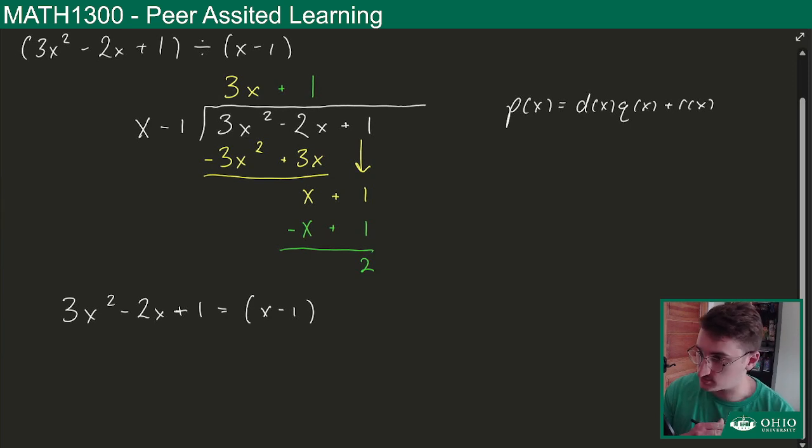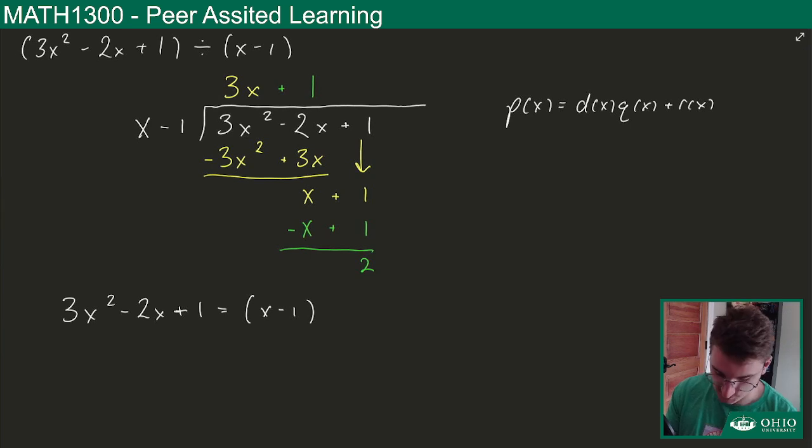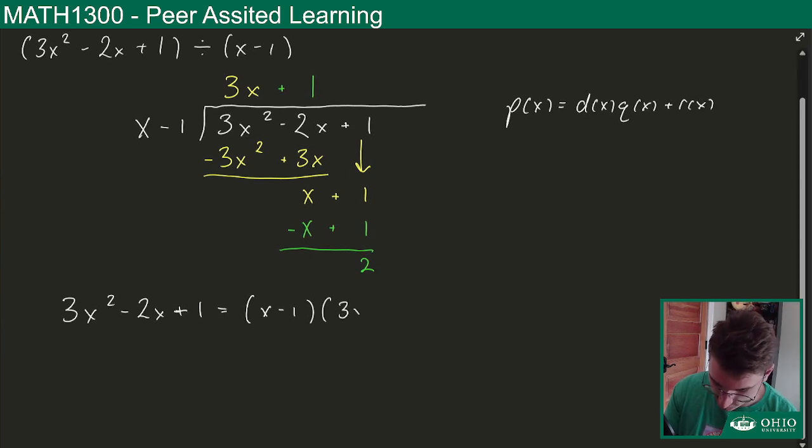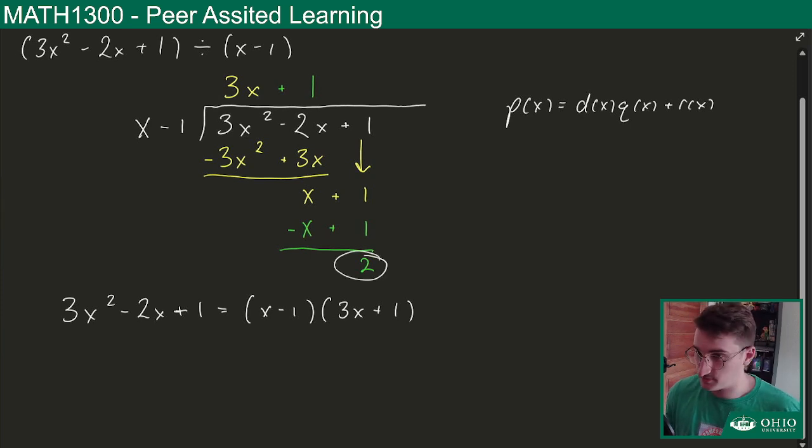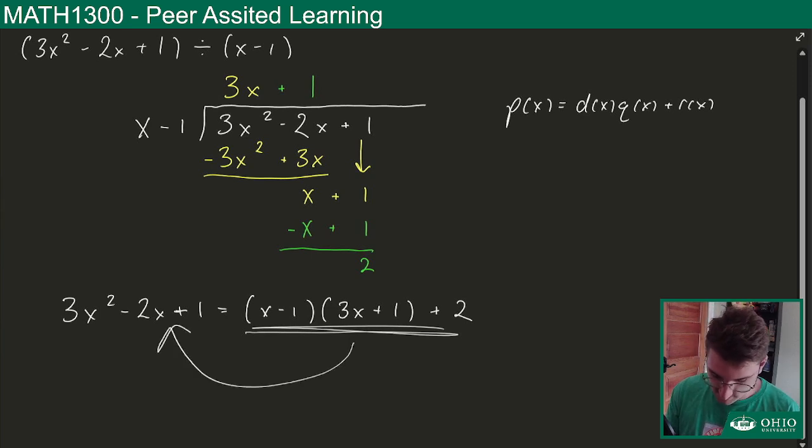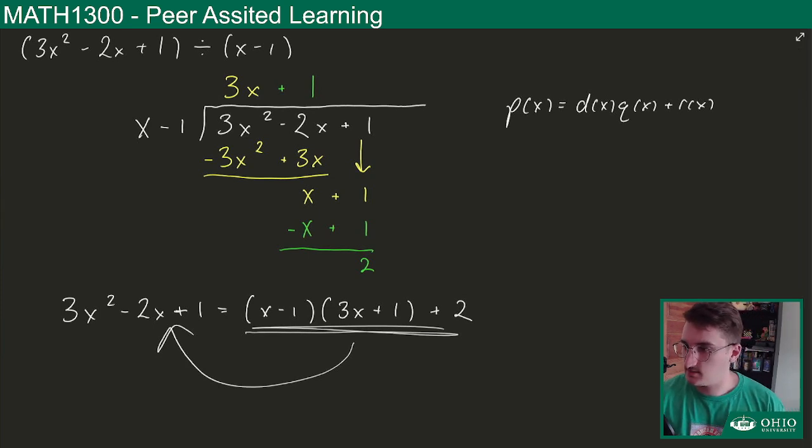Then q of x is the result, so that's what we wrote on top of the division bar. And that will be 3x plus 1. And then r of x is just the remainder, whatever we have left over down here. And so I can simply write that as plus 2. And then you can go through and check that this answer is correct by expanding out this term, multiplying everything out. And if you get the exact same thing as on the left side of the equation bar, you'll know that we have done it correctly. And so that is an easy example on how to do polynomial long division.